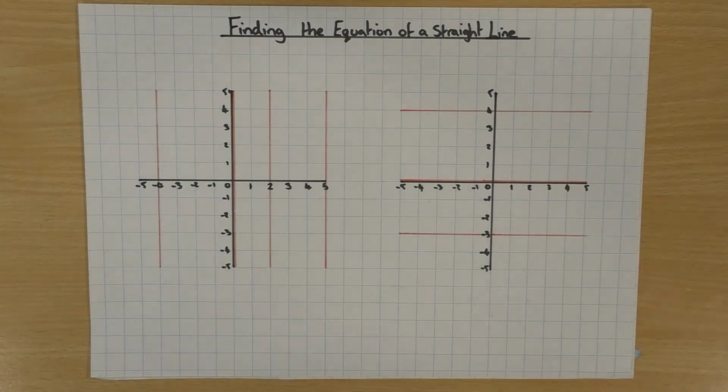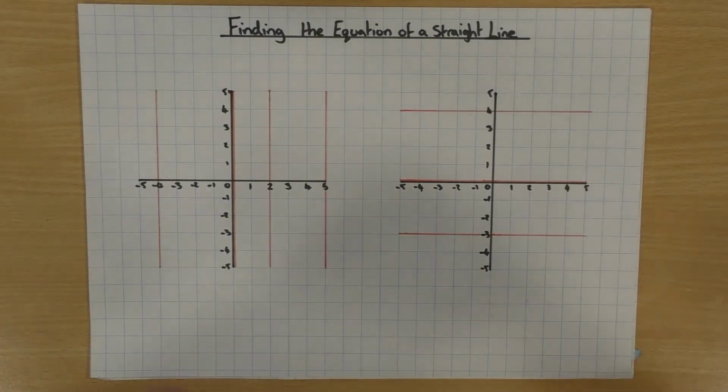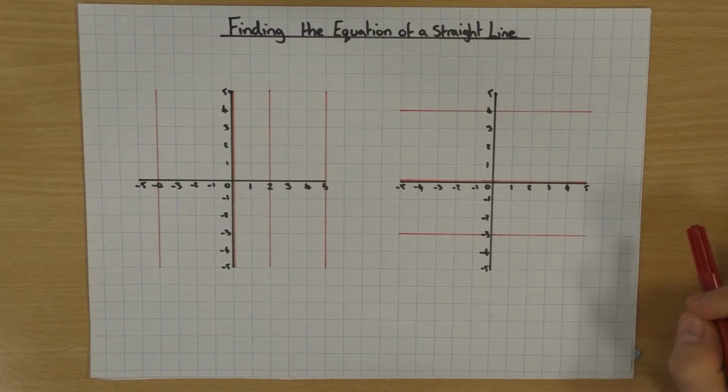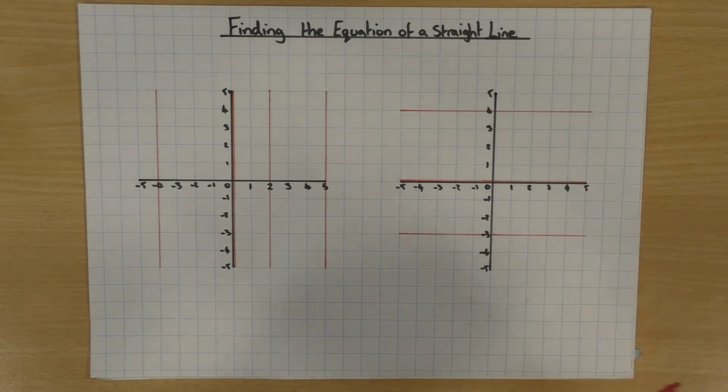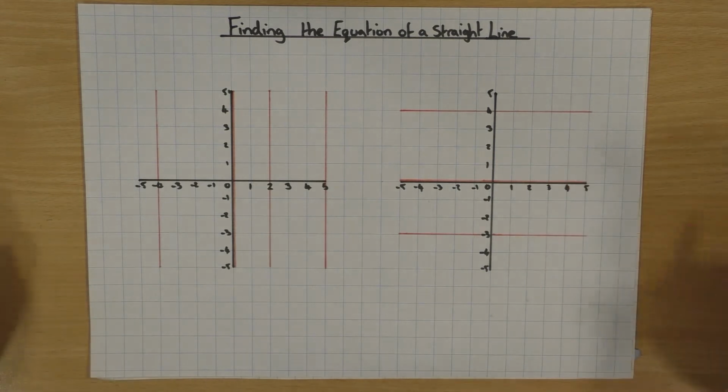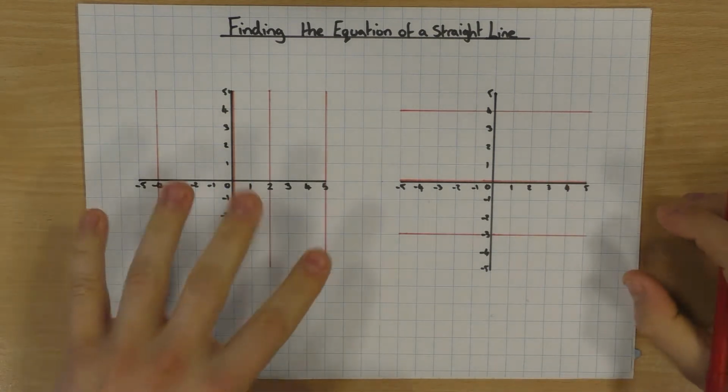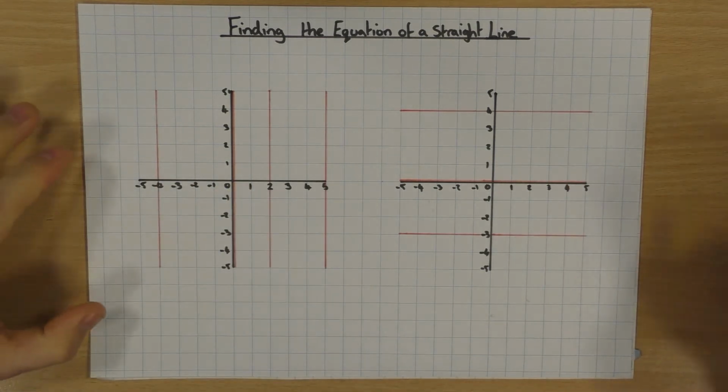Hi guys, in this video we're going to have a look at how we find the equation of a straight line. So the first thing we'll have a look at is some of the most basic ones, but people forget them, which is when you've got a nice vertical line or a nice horizontal line. So let's start off with the vertical lines.